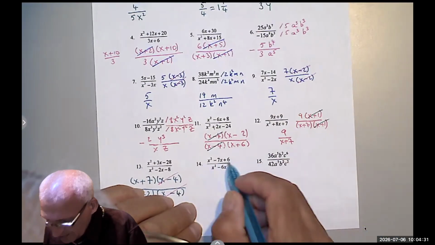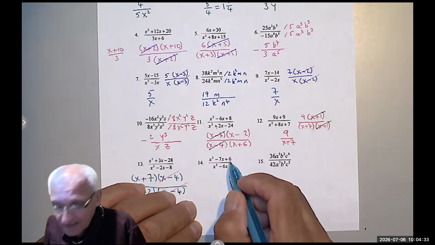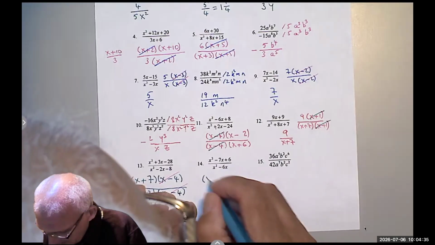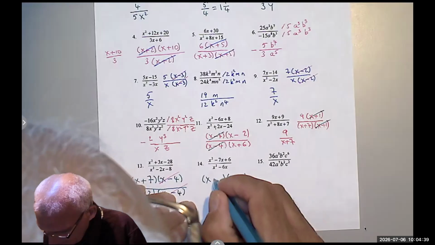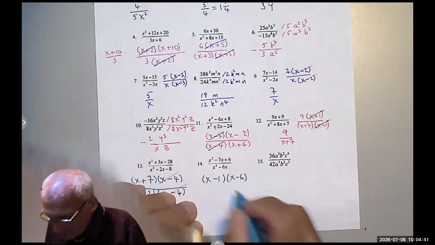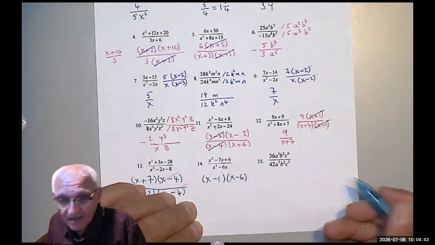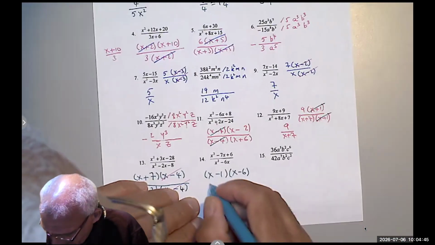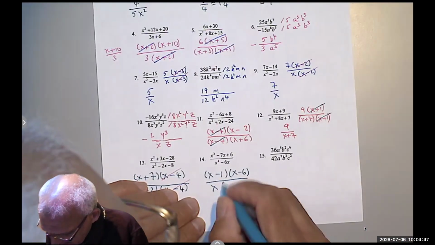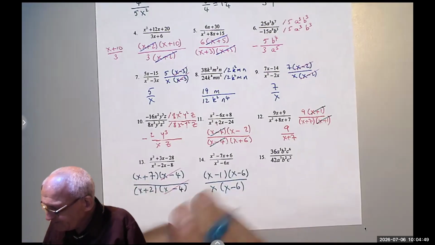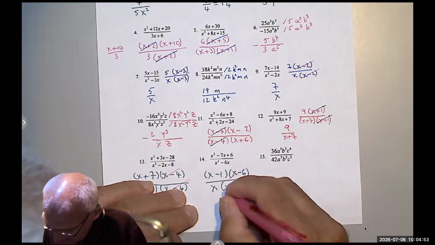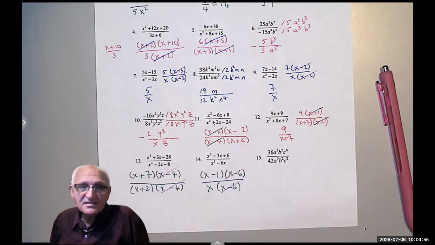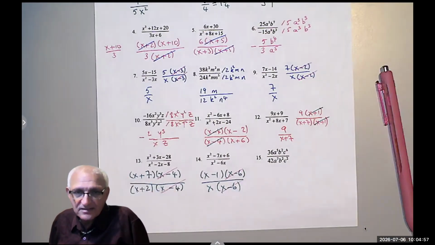Here you have two numbers that multiply to 6 and add up to negative 7. So both of them are negative, and they are 6 and 1, right? That's the only way you get two numbers to multiply to 6 and add up to negative 7. And the denominator has x minus 6. I simplify by doing that, and you get the answer is x minus 1 over x.